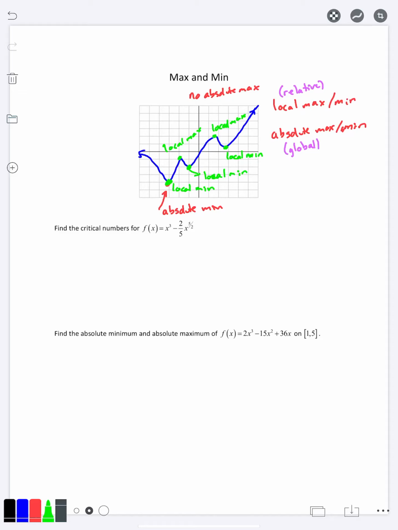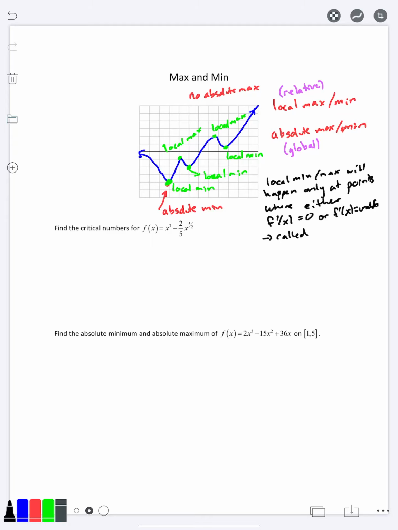Now there's a nice little theorem in math that tells us the following here. Local min and max will happen only at points where either the derivative is equal to 0 or the derivative is undefined. And these are called critical points.